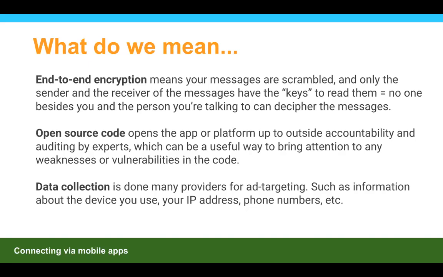So for example, end-to-end encryption, which is basically a security feature when you're sending messages, means that your messages are scrambled and only the sender and the receiver of the messages have the proper keys to read them. It's not really a key, it's basically the ability to open and read them. No one else besides those two has access to those messages and can take a look or decipher them in any way. So whenever we hear the wording end-to-end encryption, it basically means it's a very secure connection.